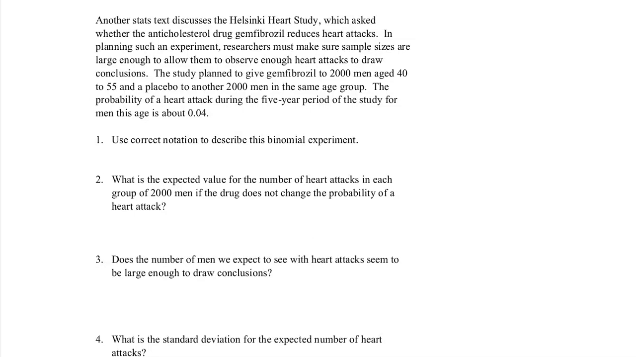So we need some correct notation to describe this binomial experiment. First of all, we need to decide what our random variable x would be. In this situation, we are looking at heart attacks. So x is going to be the number of heart attacks. If you are in the medical field, myocardial infarction is our abbreviation for heart attacks, for those of us who are too lazy to write out the words heart attack. Okay, so this is a binomial experiment. X is a random variable that follows a binomial distribution.